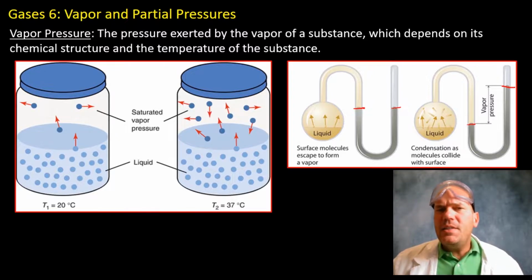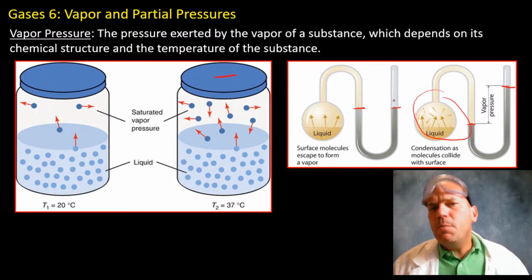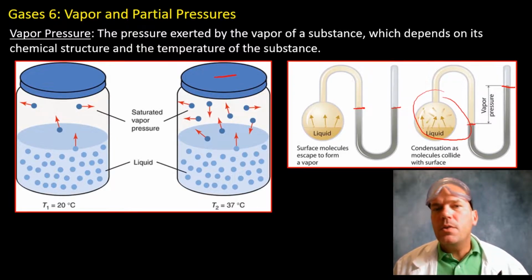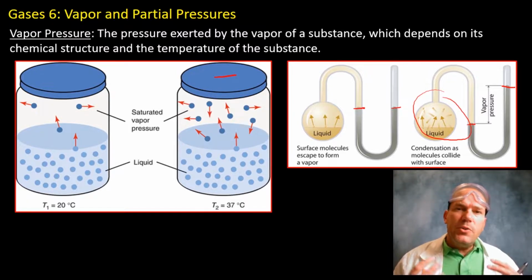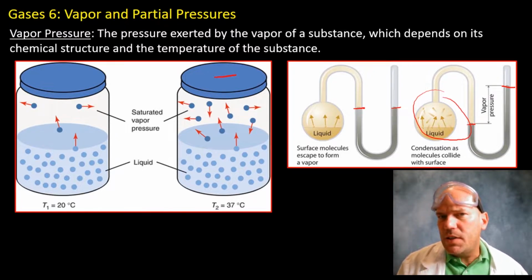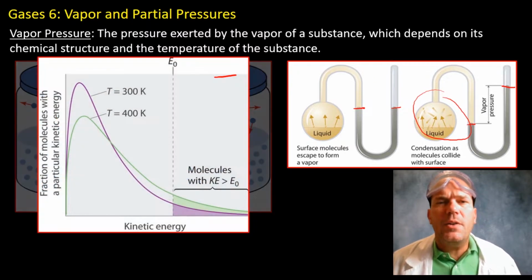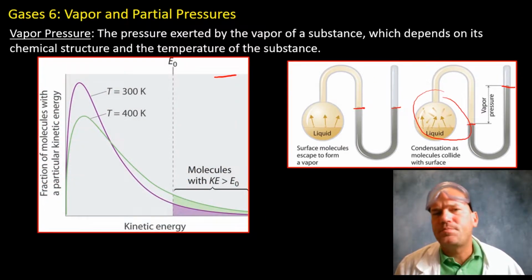Now recall what that means. In both instances, because there's more gaseous particles, there's more collisions with the vessel, and that is creating a greater pressure within the vessel over the liquid substance. That is what vapor pressure is. Let's look at a graph to help us understand that.